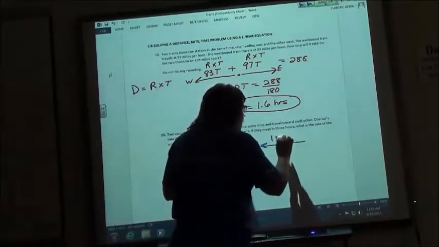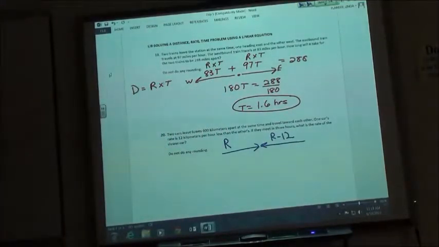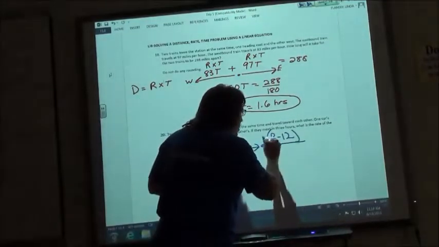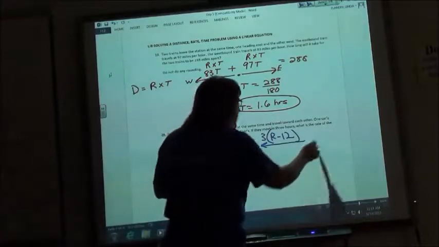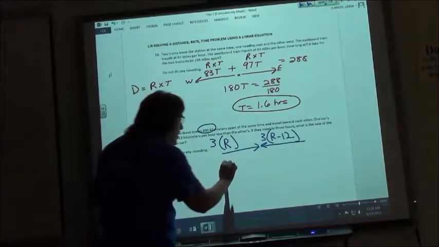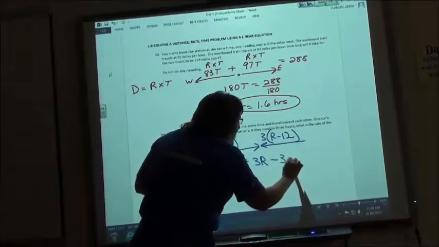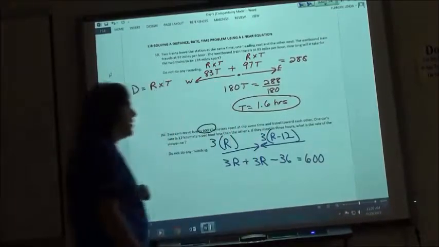So 12 less would be R minus 12 for its rate. So one rate R, the other one 12 less than that, so R minus 12. If they meet in 3 hours, that means this one went for 3 hours, this one also went for 3 hours. Again, we know that they met and that their distance was 600 kilometers because they met in the middle, and so 3R plus 3R minus 36, using my distributive property, is going to equal the 600 miles they're apart.